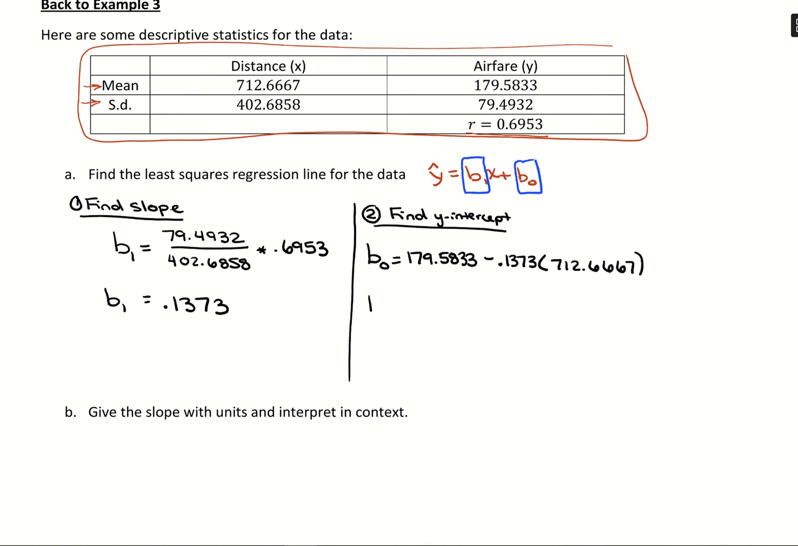and that should give us a y-intercept of 81.7342. So for our formula, our least squares regression line is equal to slope times x plus 81.7342. So that's how we'll find our least squares regression line. Calculate slope first using the formula, then calculate the y-intercept, and then put it all together for your final answer.